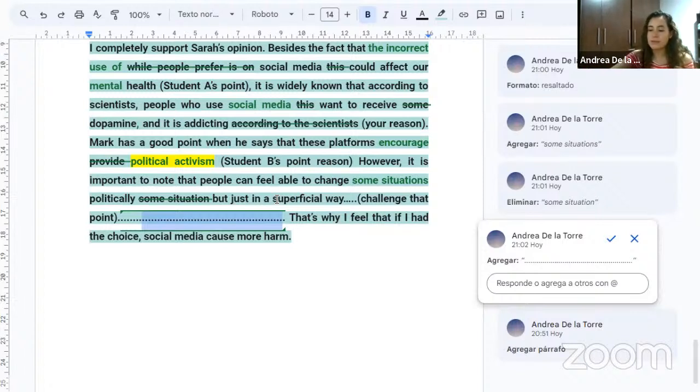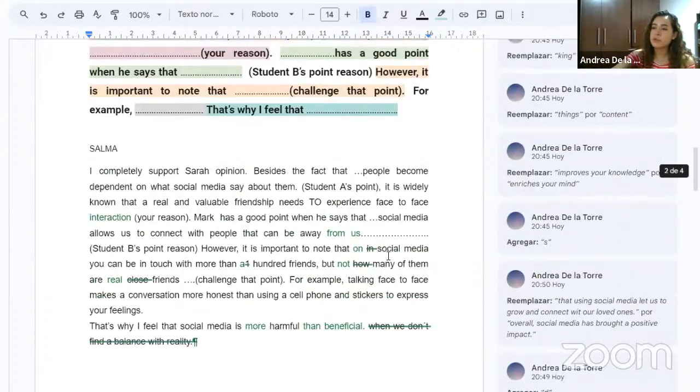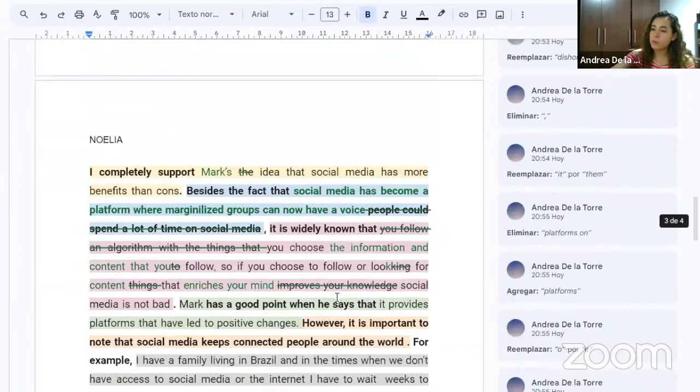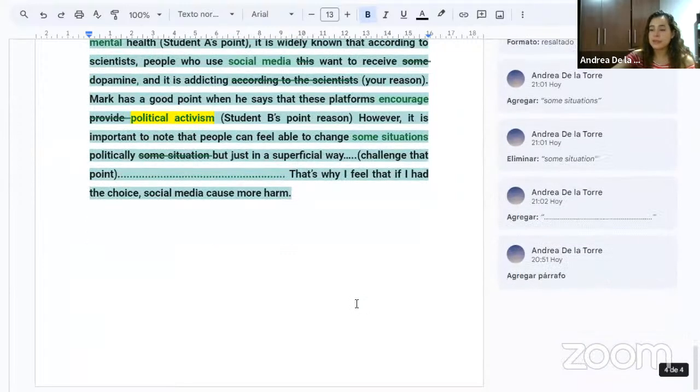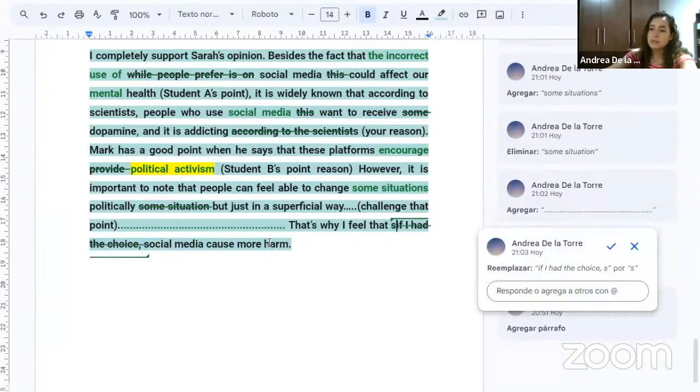20% of people feel that they have the power of influence in politics through social media, but this is not correct, for example. Y yeah, and then your conclusion, that's why I feel that if I had the choice, esta parte de acá, if I had the choice, no es parte del template. Es solamente lo que pusimos en la anterior pregunta, porque era, si tuvieras la opción, ¿qué priorizarías, no? Pero en este caso, la pregunta es, do you think that social media has caused more harm than good? Entonces, no podemos poner if I had the choice, ¿no? Porque no se trata de elegir realmente, se trata de una opinión. Entonces, that's why I feel that social media causes more harm.